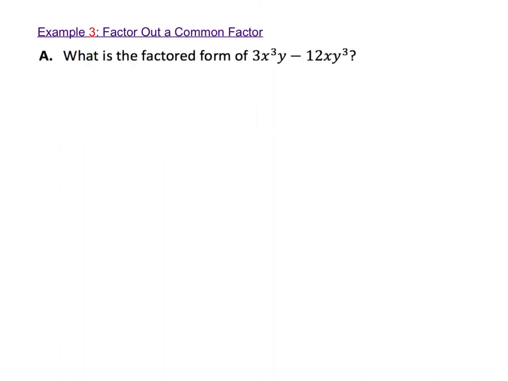The last type of problem that we're going to see in this lesson is how to factor out a common factor when there's more than one variable. Okay, notice this expression. This polynomial is 3x to the third y minus 12xy to the third. When there's more than one variable, factor out the greatest common factor of the numbers and the smallest exponent on each of the variables.